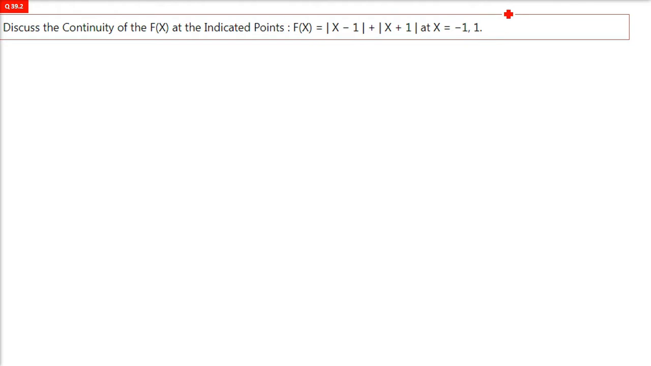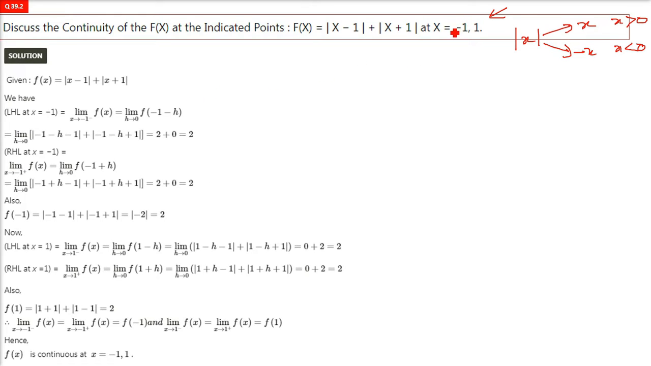Now these points are -1 and 1, and the function is also given, and it includes the modulus, that is the absolute value. Absolute value means if you have modulus of x, it will be positive x if x is greater than 0. It will be negative x if x is less than 0. So this you have to keep in mind. Let us check at -1 and 1. I'll do one of them.